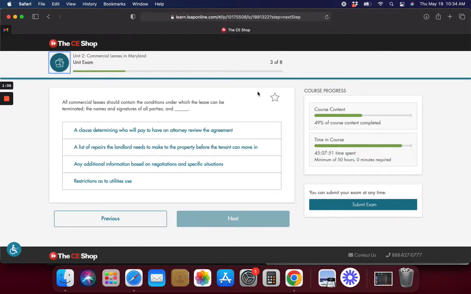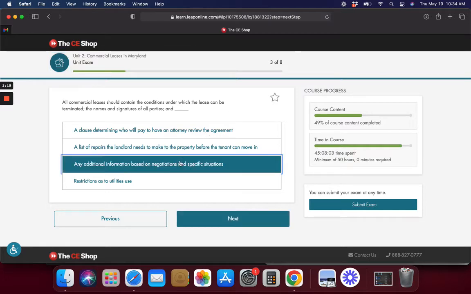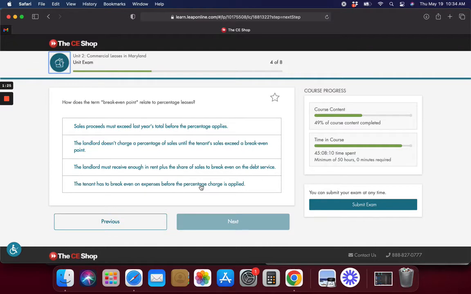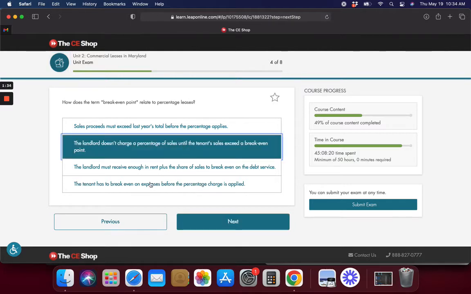Commercial leases should contain the conditions under which the lease can be terminated, the name and signatures, and any additional information based on negotiations and specific situations. I'm guessing that. How does the term break-even point relate to percentage? The landlord doesn't charge a percentage of sales until the tenant's sales exceed a break-even point.